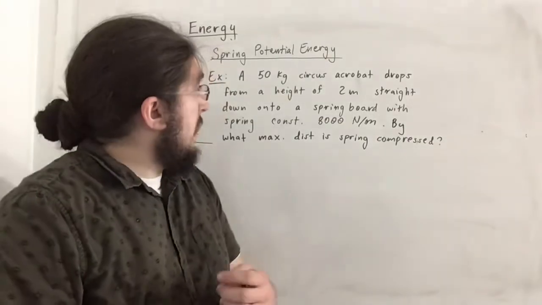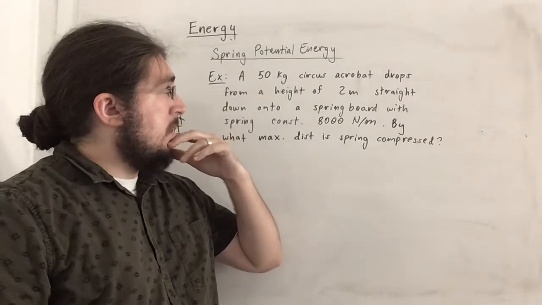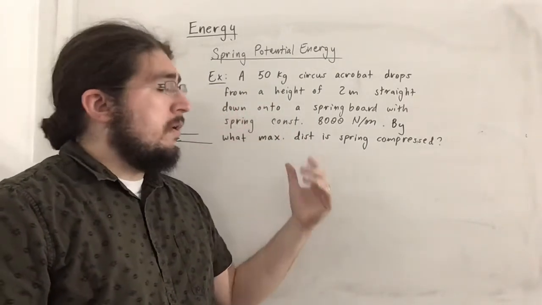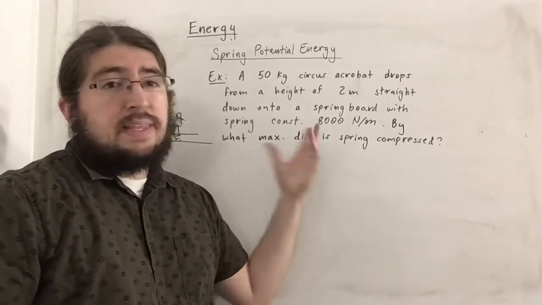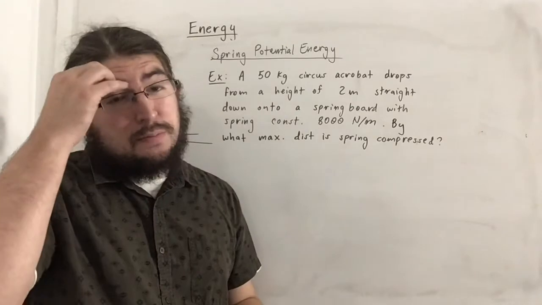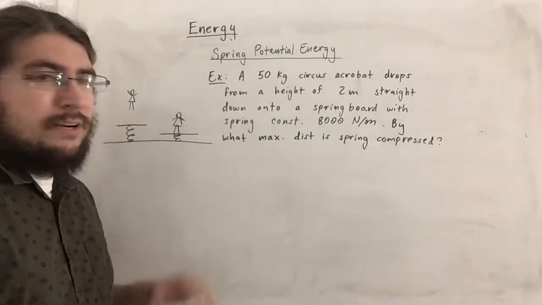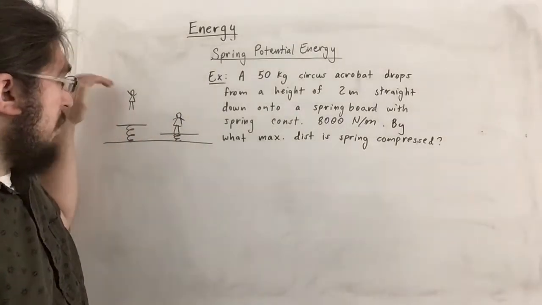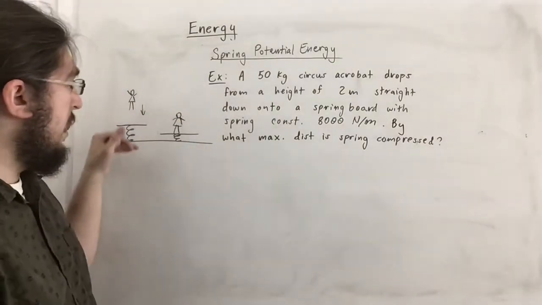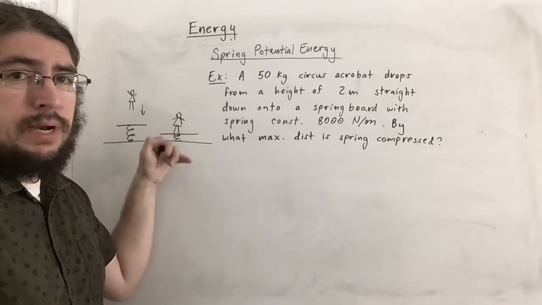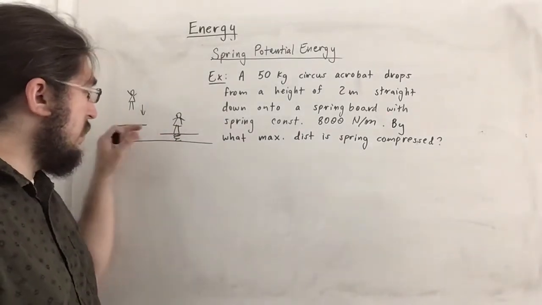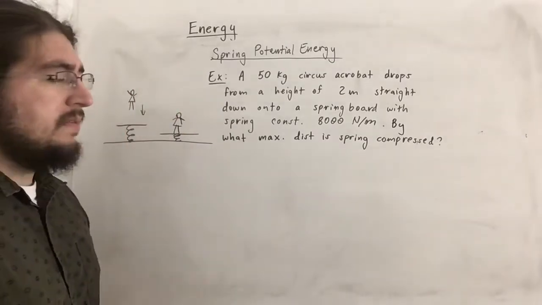All right, so for this example, we're given a 50 kilogram circus acrobat who drops from a height of 2 meters straight down onto a springboard with a spring constant of 8,000 newtons per meter. And by what maximum distance is the spring compressed? So I've drawn an image here where we have this acrobat dropping down toward this springboard, and then when she lands, it compresses a bit. So by what distance is the spring compressed? So what's this distance here? This is kind of before and after.